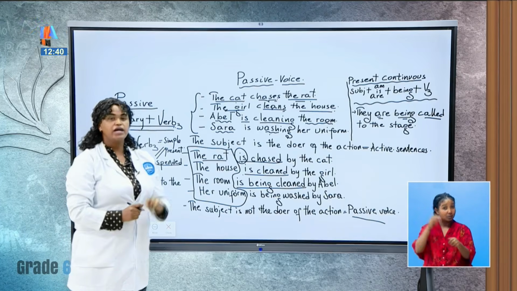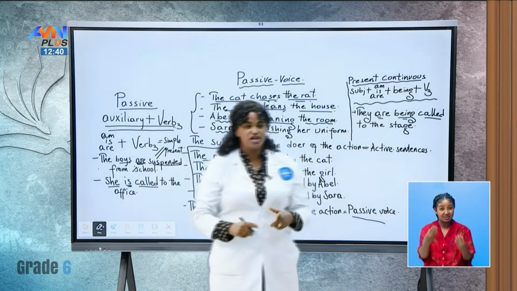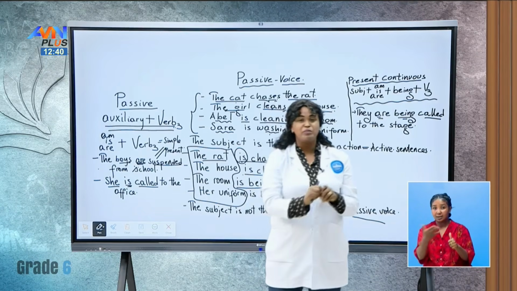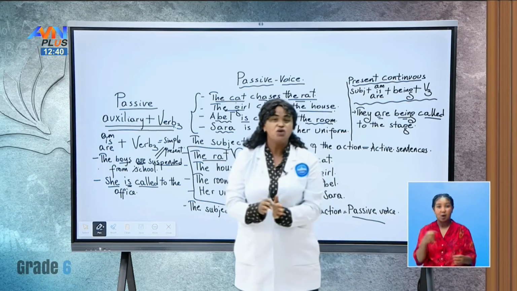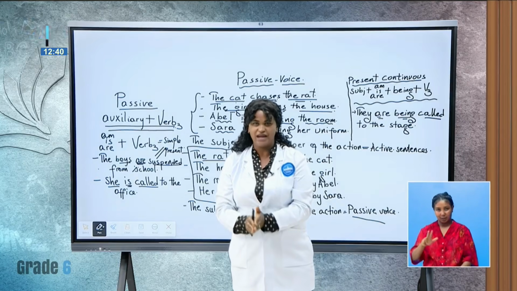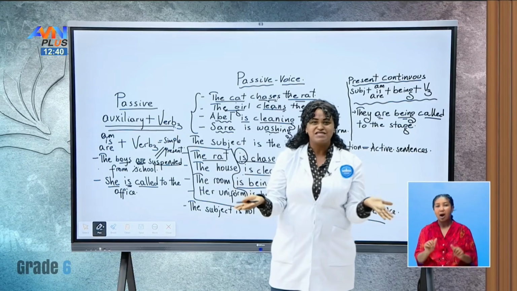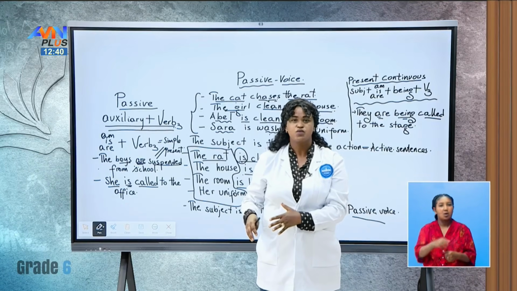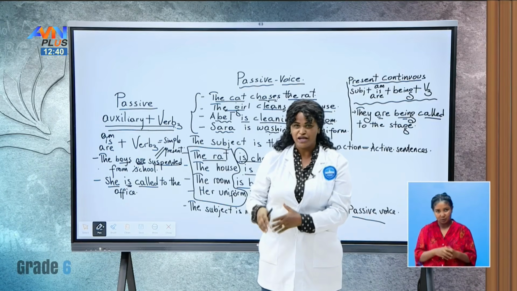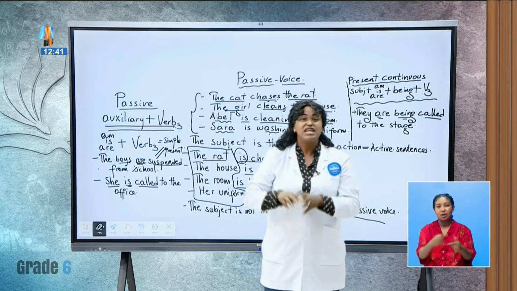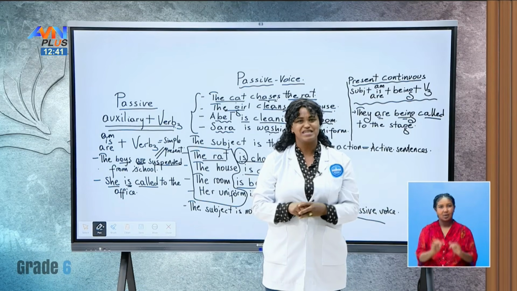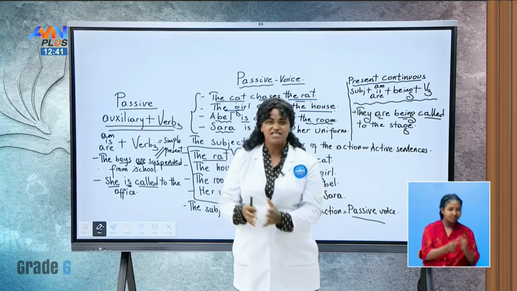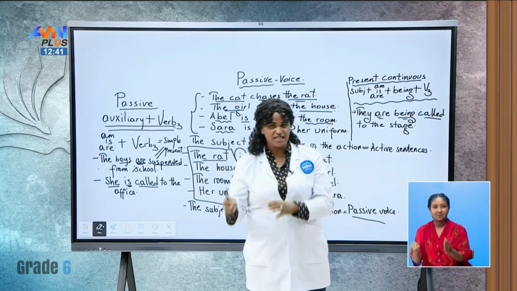Always remember, in our passive sentence, the subject is not the doer of the action, one thing. The other thing, in a passive sentence, our verb is always verb 3, perfect. Then, how do we identify the tense if the verb is always verb 3? By the auxiliary we use. All right? Very good. Now let's go to the negative sentences. How do we make negative sentences in passive? Or how do we change active negative sentences into passive negative sentences?